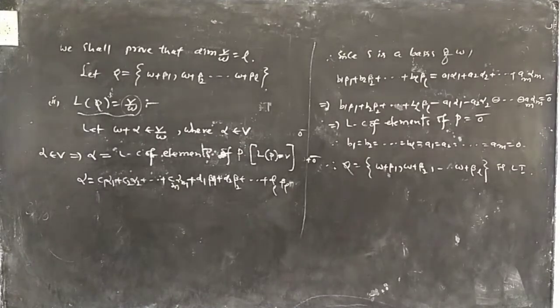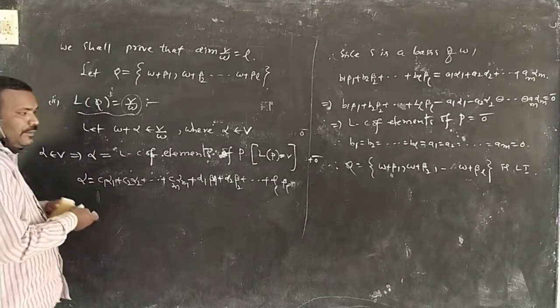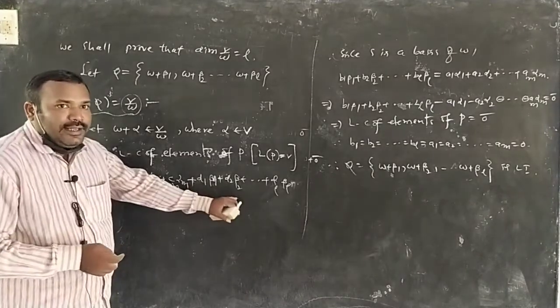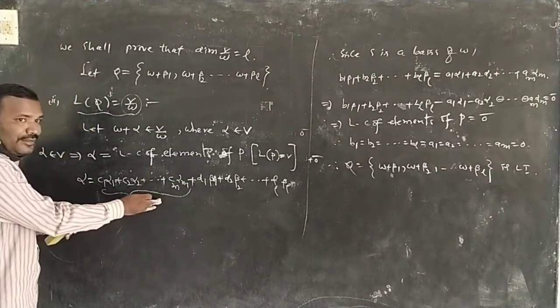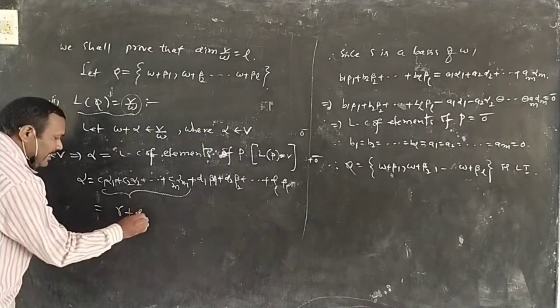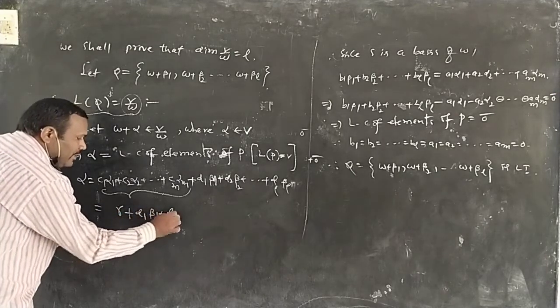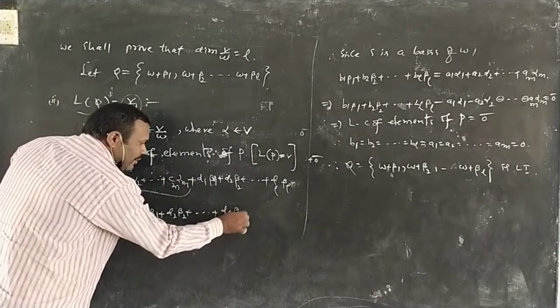Okay, you write until this step. So alpha equal to, this is the linear combination. Let us, for convenience, take it as gamma. Gamma equal to gamma plus D1 beta 1 plus D2 beta 2 plus and so on plus DL beta L.